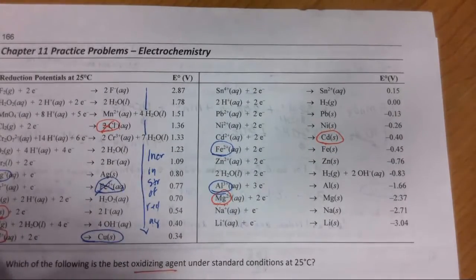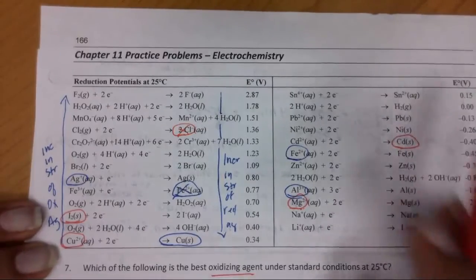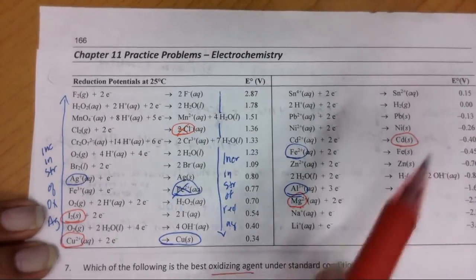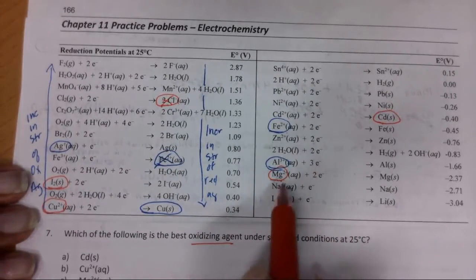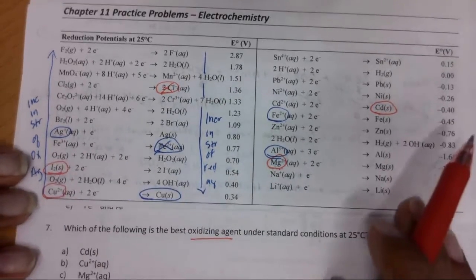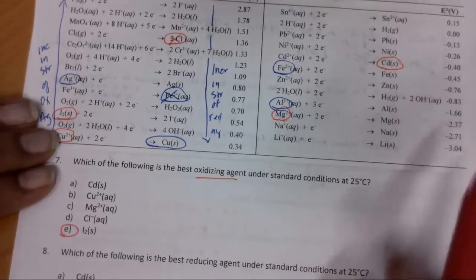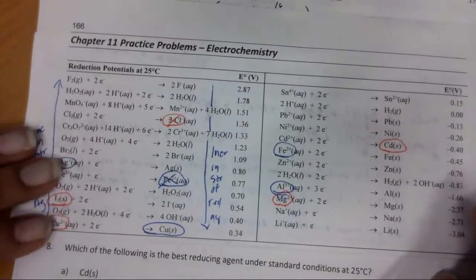This one is the best because which way is the strength? So you could imagine if I took this half of the table and just put it underneath here, and then you could see a better picture. This one was the lowest in oxidizing strength, and this one was the highest. That was my I2.